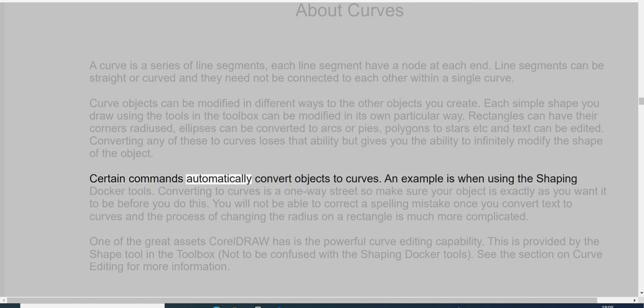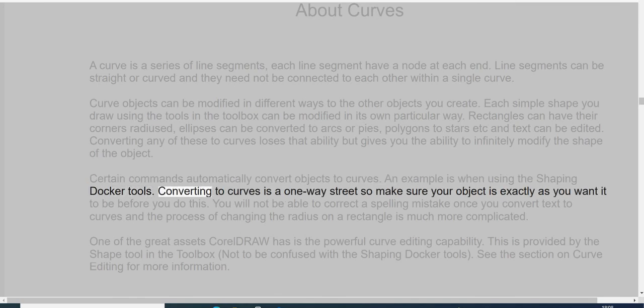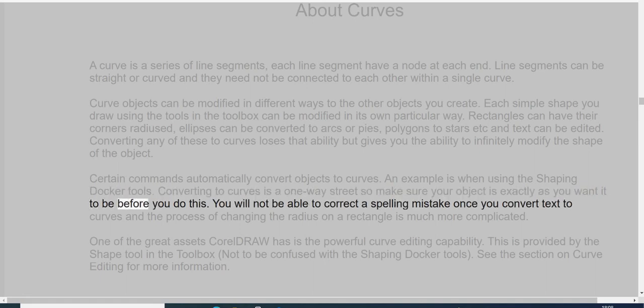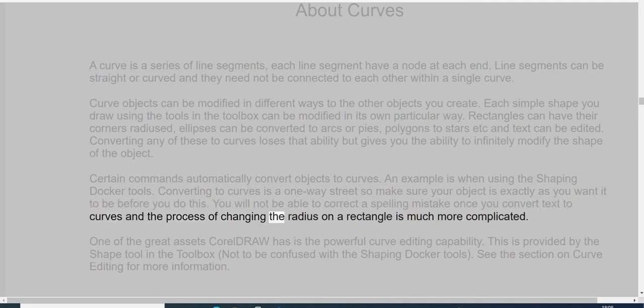Certain commands automatically convert objects to curves. An example is when using the shaping Docker tools. Converting to curves is a one-way street, so make sure your object is exactly as you want it to be before you do this. You will not be able to correct a spelling mistake once you convert text to curves, and the process of changing the radius on a rectangle is much more complicated.